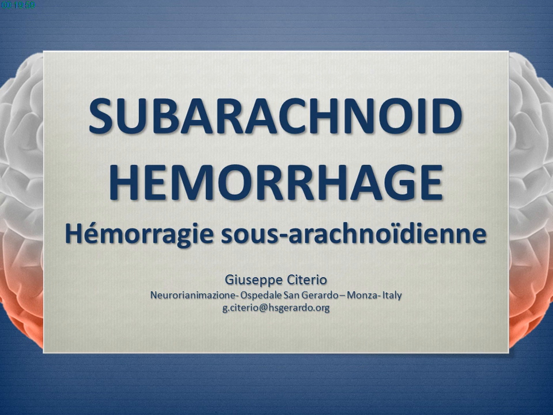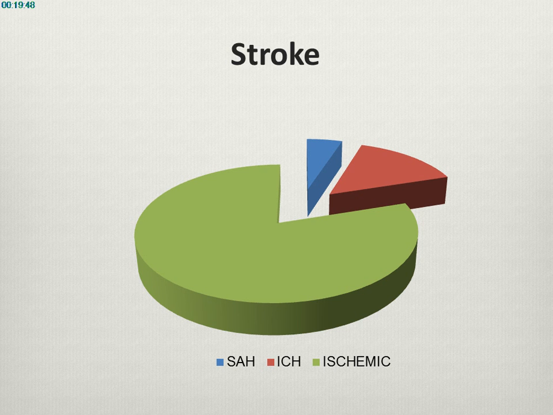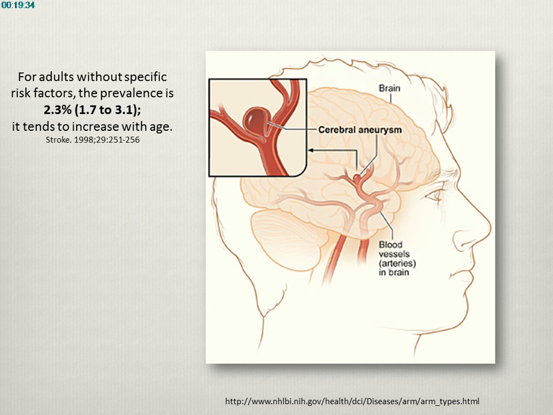Morning. The topic today will be subarachnoid hemorrhage, and in the next 20 minutes we will explore the pathology, the complication, and how we can deal with the complication in the intensive care setting. Thinking about stroke, SAH accounts for 5–7% of the overall stroke, so the numbers are not so high. But if you think about the incidence of cerebral aneurysm in the population, many people harbor an aneurysm, 2–3% of the overall population. So it's a frequent condition.